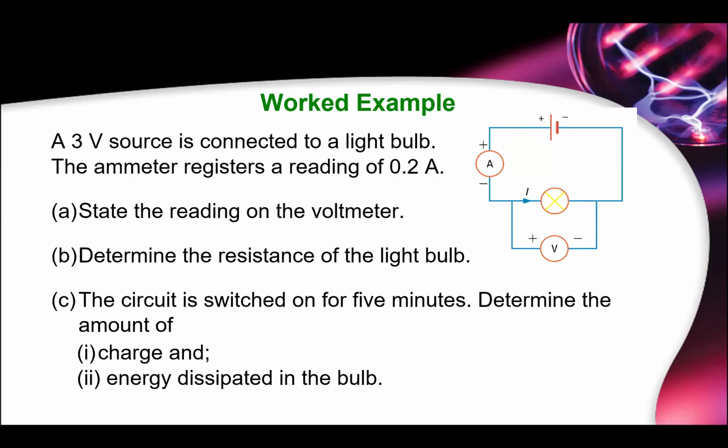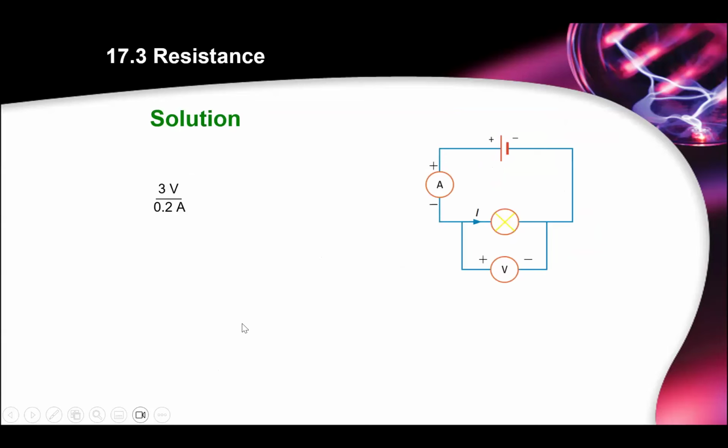The energy given by the battery to each charge must be used up in the circuit. So the voltmeter reading will be 3 volts. What is the resistance of the light bulb? Resistance of the light bulb R equals V over I. So I will have 3 volts divided by I, which is 0.2 ampere. The voltmeter reading will be 3 volts, and then R will be 15 ohms.